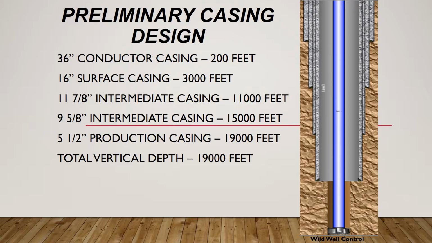We have a 36-inch conductor casing going to 200 feet, 16-inch surface casing to 3,000 feet, 11 7/8 intermediate casing to 11,000 feet, 9 5/8 intermediate casing to 15,000 feet, and a 5.5-inch production casing to 19,000 feet, which is also the total vertical depth of the well.